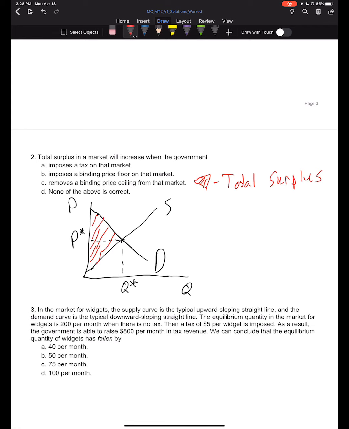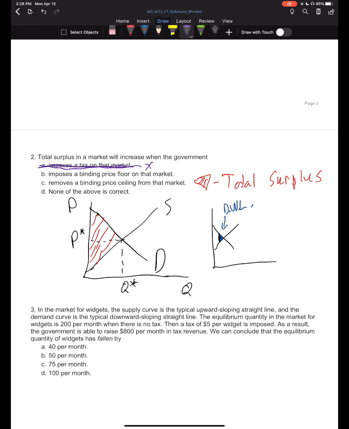It will increase when the government. Well, if they impose a tax on the market, we can make a market really quickly. Another one where previously you have that whole triangle, that whole red triangle. If they impose a tax, well, now they're losing all of this area, that deadweight loss of the tax. So that's surplus that's no longer being given. So if they were to impose a tax, then you would see total surplus would actually go down. So that's not correct.